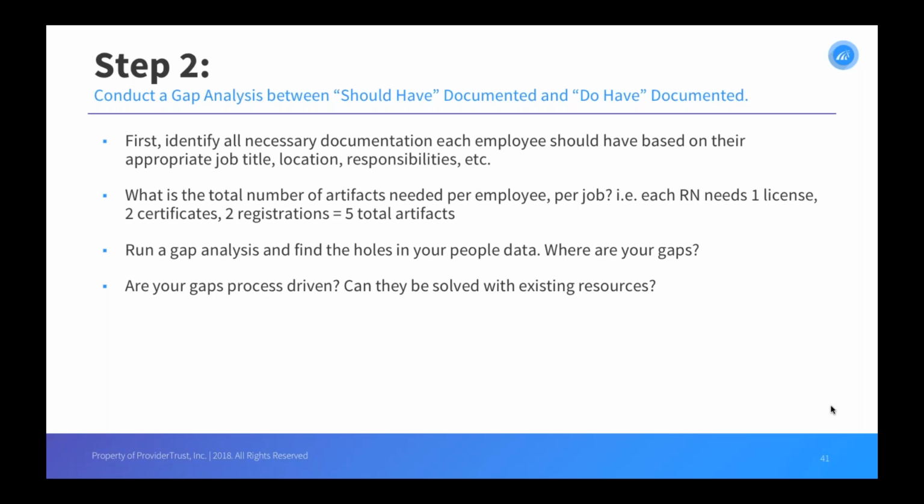So think about what are those things that each of those different roles would have within your organization, and be location specific. If I'm in a different state, I might have a different requirement. So make sure you don't forget about the location. Then identify what is that total number that's needed per person. Make sure that you know each role, each person.